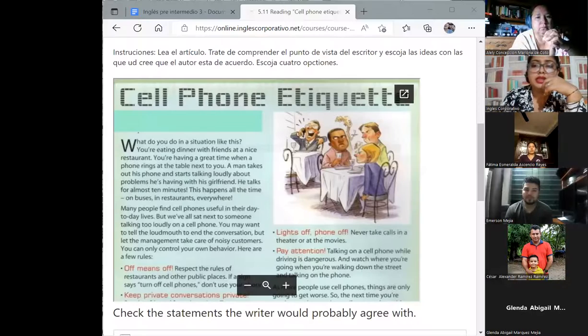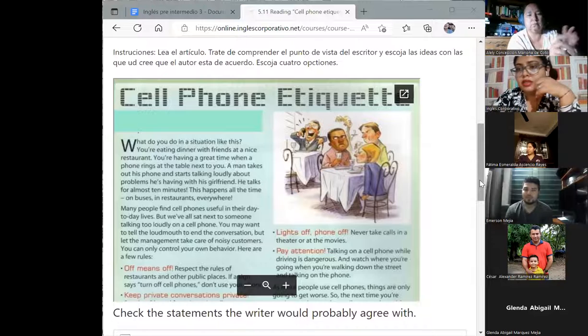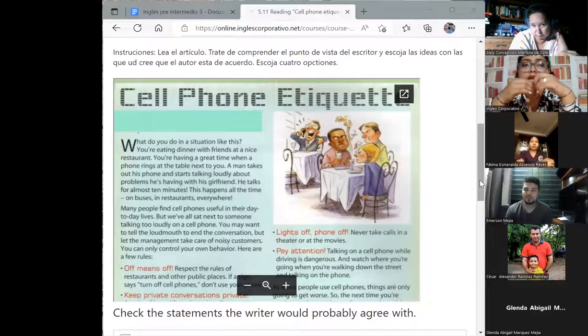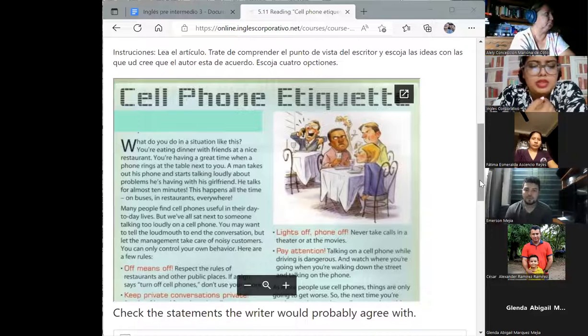So this is the last exercise that you have in the platform that all of you have completed, but this one is a cell phone etiquette. So we are talking about the cell phone. What do you do in a situation like this? You are eating dinner with friends at a nice restaurant. You're having a great time when a phone rings at the table next to you.